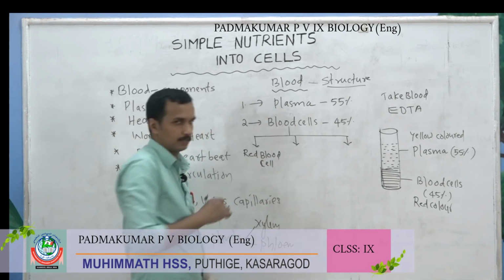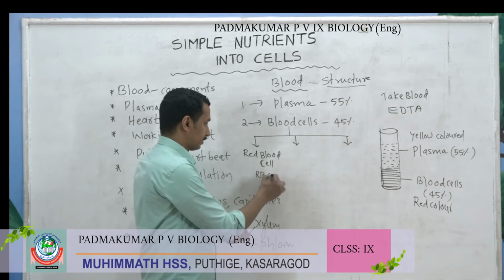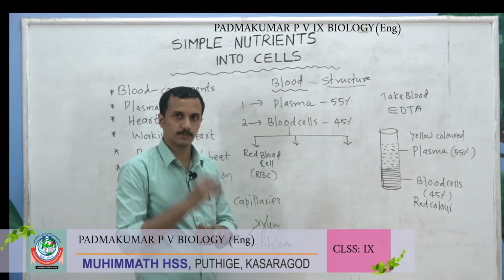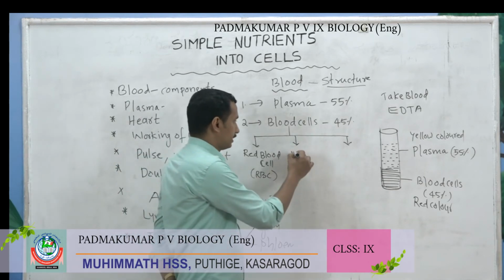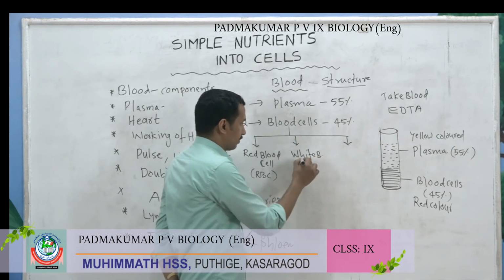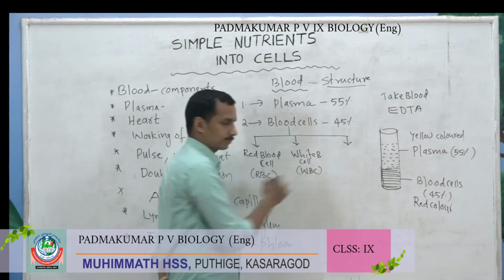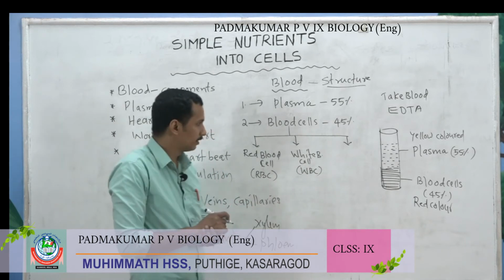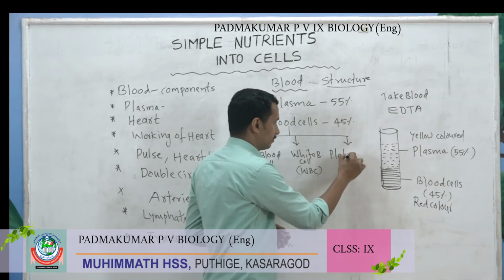The first one is known as red blood cell. It is also called RBC. And the second one is known as white blood cell. It is also called WBC. And the third one is known as platelets.